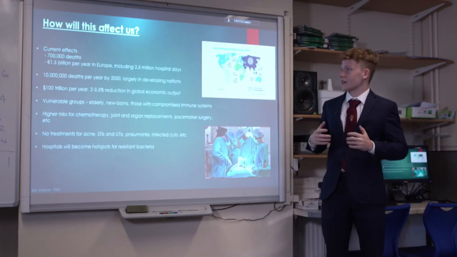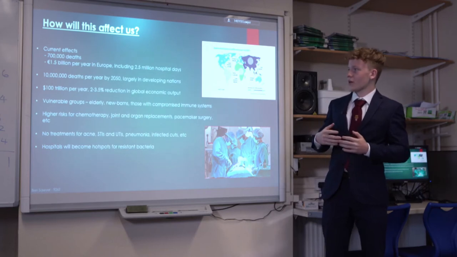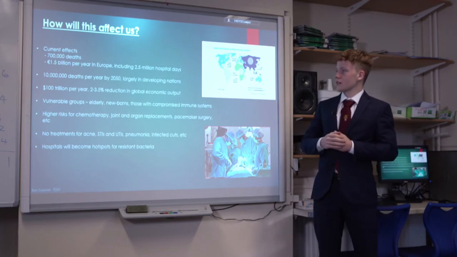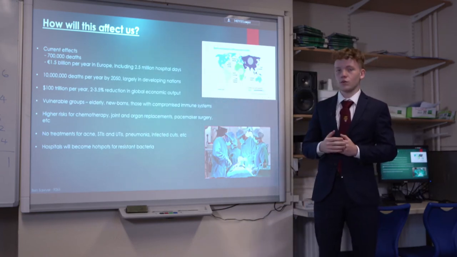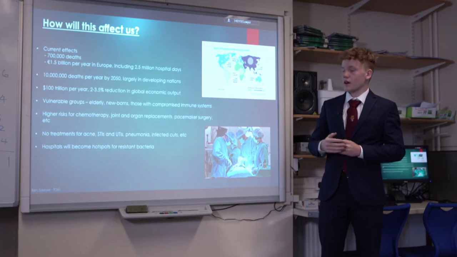So how will this affect us? To understand how it will affect us, we have to look at how it currently affects us. So here are some of the statistics. We currently have 700,000 deaths a year worldwide caused by resistant bacteria. And in Europe alone, the cost is about 1.5 billion, and that comes from a range of different costs.